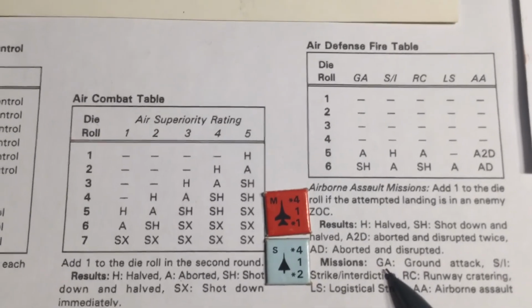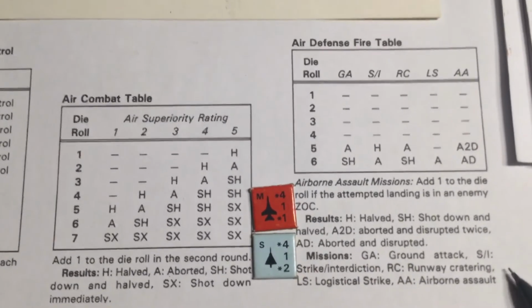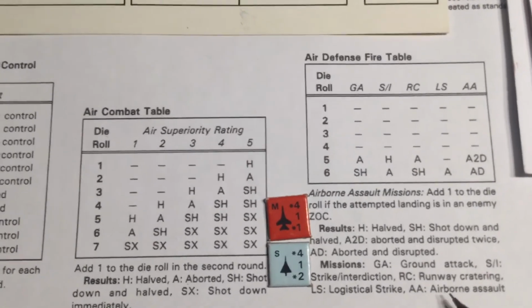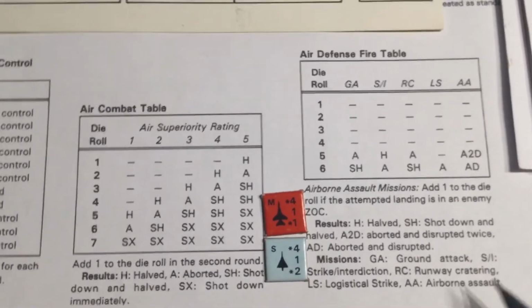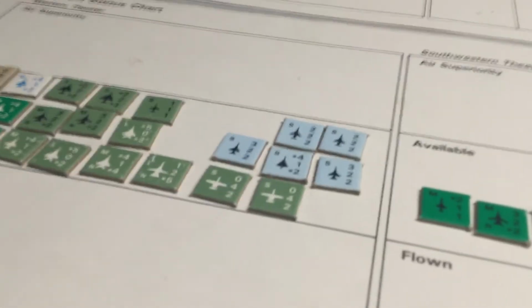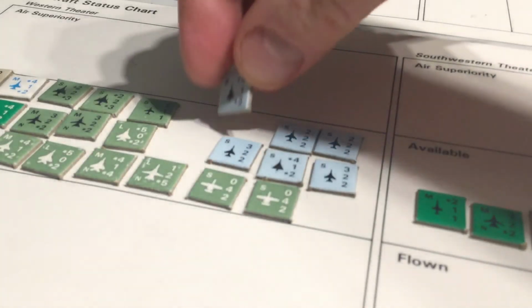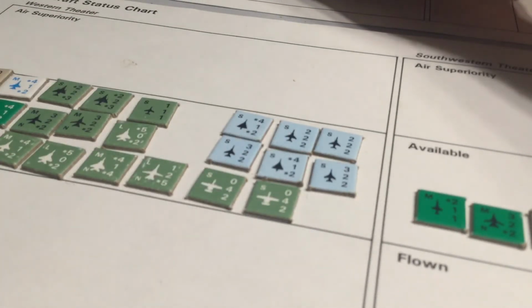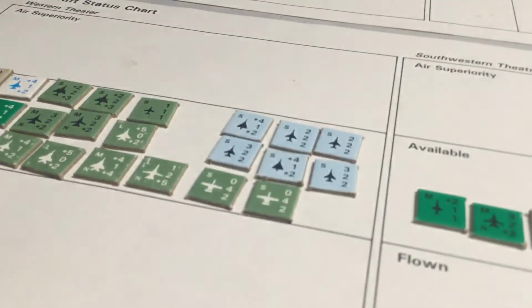It depends on the type of mission being conducted, whether it's ground attack, strike interdiction, runway cratering, logistic strikes, or an airborne assault, parachuters. So what we'll do now is review the different combat types that an aircraft can conduct. We'll later discuss when these are conducted in a particular phase of a turn.